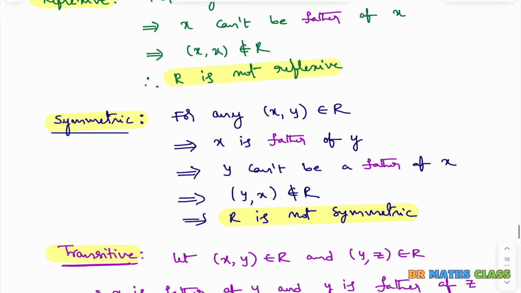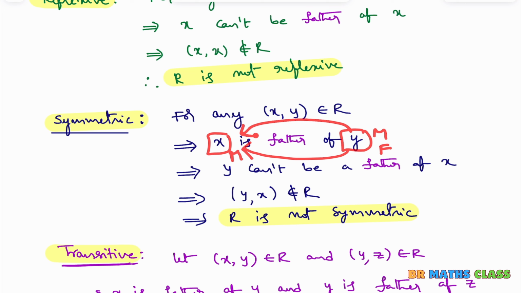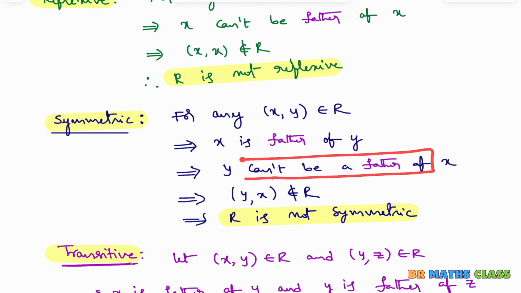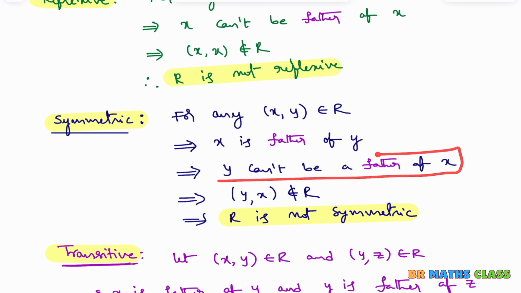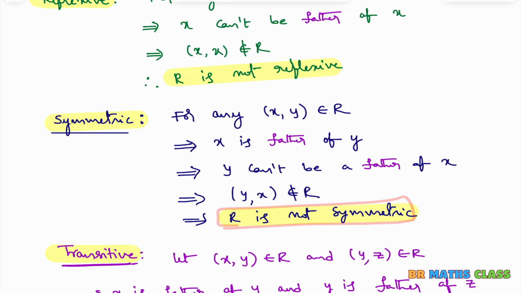Okay. If x is a father of y, here what you need to observe is that x is a male, y can be male or female, then y is son of x or y is daughter of x. You try to understand. Y cannot be father of x. It is impossible. If y is father of x, then only y comma x belongs to R. As y cannot be father of x, we can say that the ordered pair y comma x does not belong to this relation. Therefore, this relation is not symmetric.